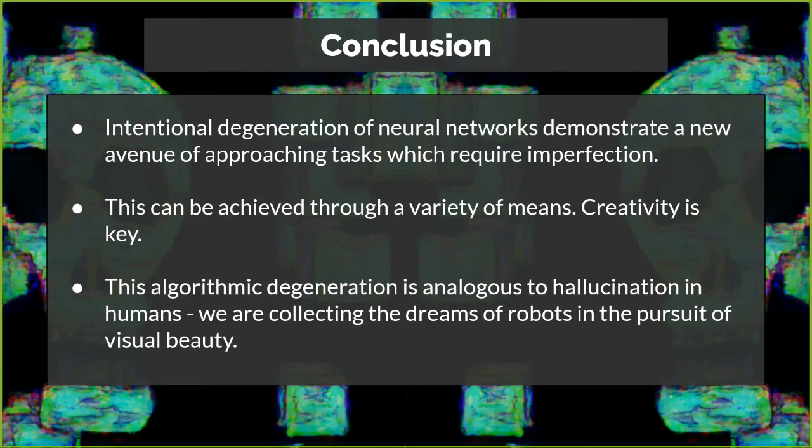So in conclusion, this intentional degeneration of neural networks demonstrates a new avenue of approaching tasks which require imperfection. And this degeneration can be achieved through a variety of means. Creativity is key here. I mainly used changing the structure of the network and limiting the data set to a highly specific input. But there are many ways that you could go about degenerating a network. You just need to identify them and figure them out.